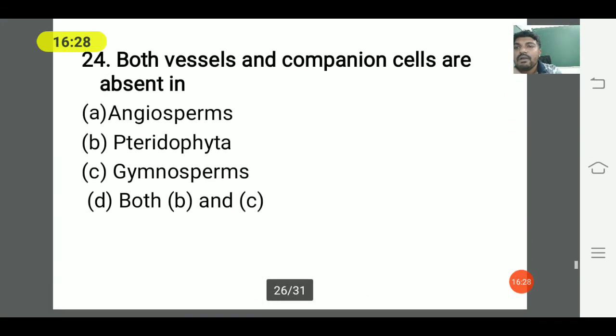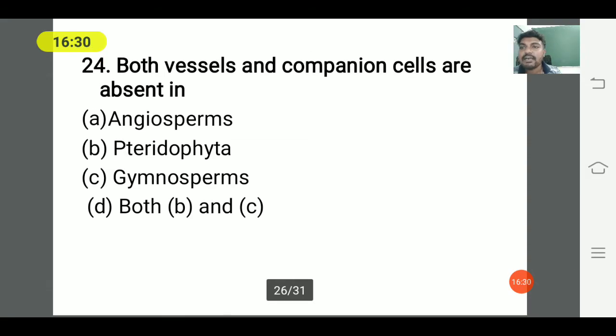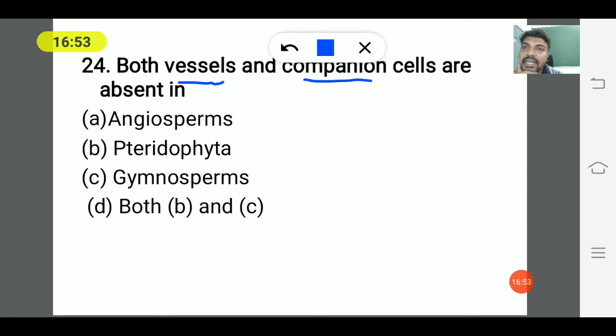24th. Both vessels and companion cells are absent. Option A, angiosperms, option B, Pteridophyta, option C, gymnosperms, option D, both B and C. See, vessels are restricted to angiosperms. Companion cells are absent in both Pteridophyta and gymnosperms. Option D is the right answer. Pteridophyta and gymnosperms lack vessels and companion cells.